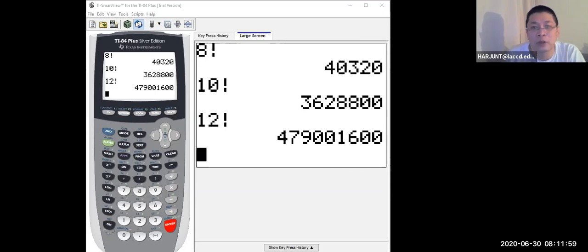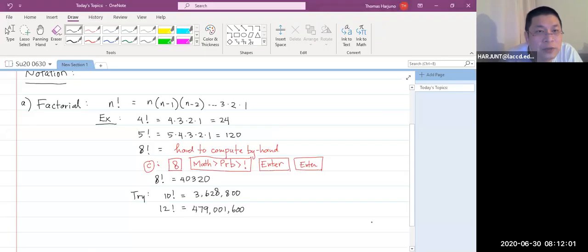Okay, let's go back to the notes. Now, how to use this factorial, that's something else, okay? At least now, we learn how to use a calculator to compute our factorial. And of course, for smaller numbers like these, I hope you know how to do it by hand. Please be aware that knowing how to use the calculator is another crucial skill in this class.